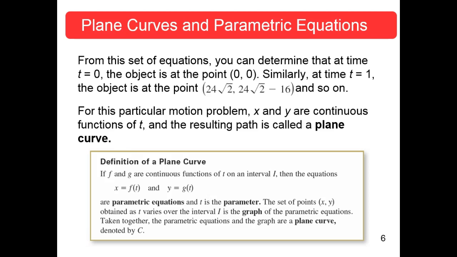So the definition of a plane curve: if f and g are continuous functions of t on some interval I, we didn't talk about what the interval was, and we'll go back and do that, where x is equal to f of t, y is equal to g of t, these are parametric equations, t is the parameter. The set of points x, y obtained as t varies over the time interval I is the graph of the parametric equations. Taken together, the parametric equations and the graph are called a plane curve, denoted by the capital C.